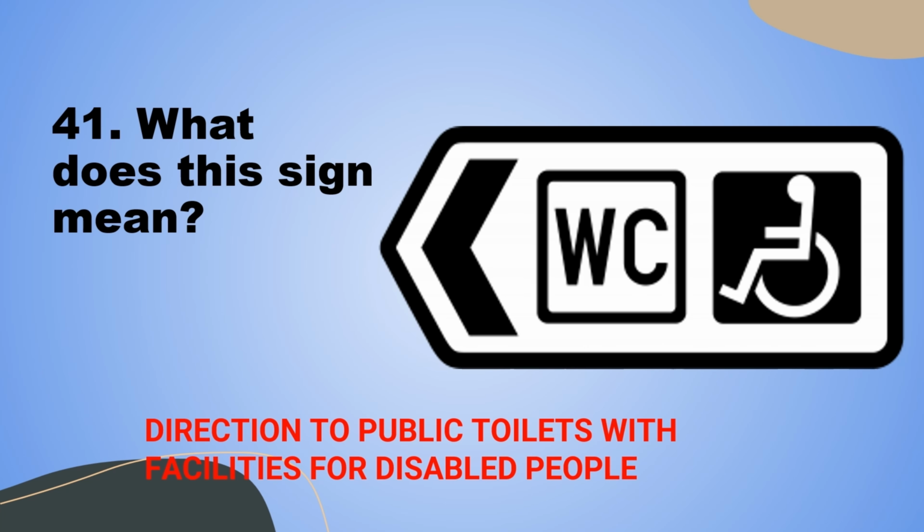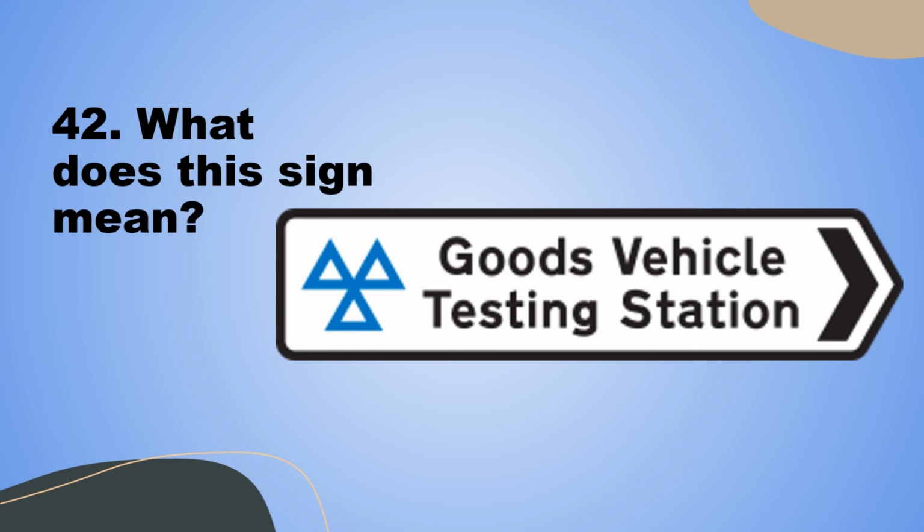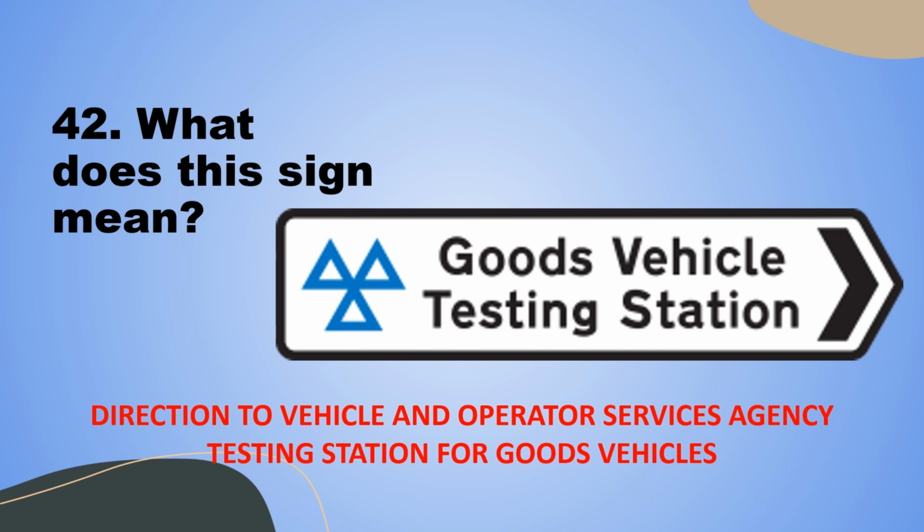Now let's have a look at the following sign. What does this sign mean? Direction to Vehicle and Operator Services Agency Testing Station for Goods Vehicles. If you have a look at the sign, it kind of tells you everything that you need to know on the sign. So, Goods Vehicle Testing Station on the right.